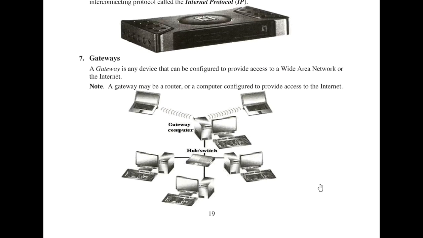Then we have gateways. Any gadget can be a gateway. A gateway can be a router. A gateway can be a computer. So a gateway is any device that can be configured to provide access to the internet. So you have a diagram here showing you the machine that has been connected to the internet, and then it is supplying the internet to other gadgets. In that case, that gadget qualifies to be a gateway.